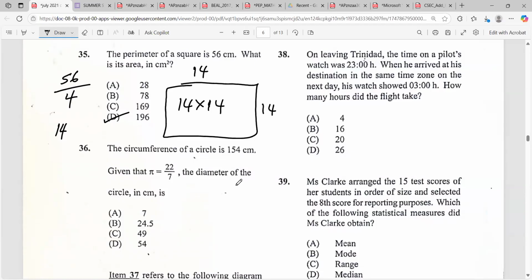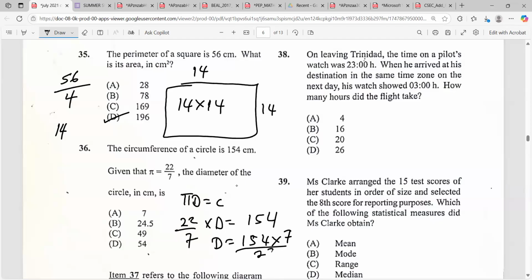The circumference of a circle is 154. Given that pi is 22/7, the diameter of the circle is? So we can find the circumference by saying pi d, right? So that means pi, our 22/7. We don't know what d is, but we know that it's supposed to be 154. So we can transpose, so it's 154 times 7 divided by 22.